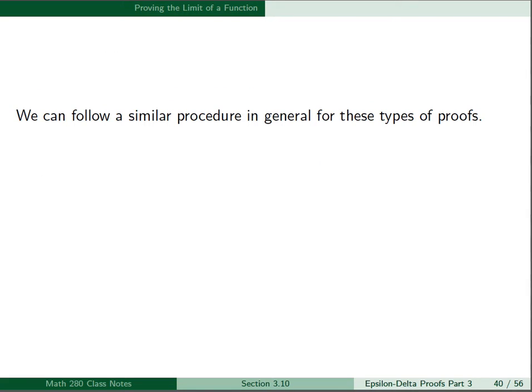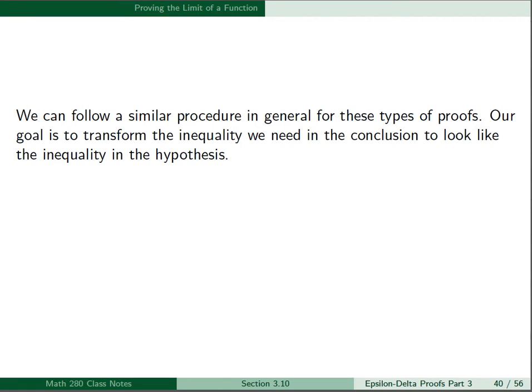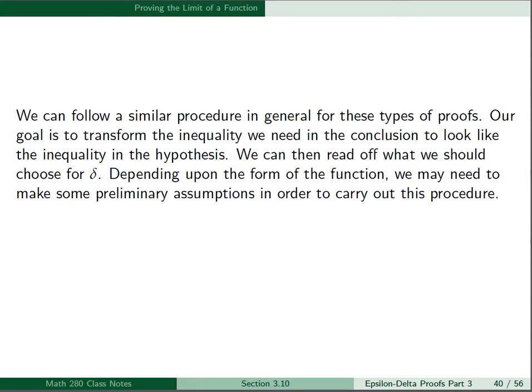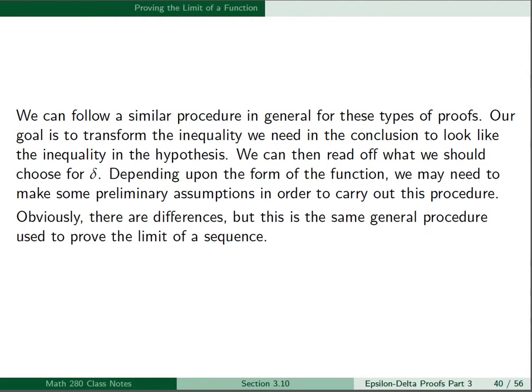We can follow a similar procedure in general for these types of proofs. Our goal is to transform the inequality we need in the conclusion to look like the inequality in the hypothesis. We can then read off what we should choose for delta. Depending upon the form of the function, we may need to make some preliminary assumptions in order to carry out this procedure. Now, obviously there are differences, but you'll notice that this is the same general procedure that was used to prove the limit of a sequence.